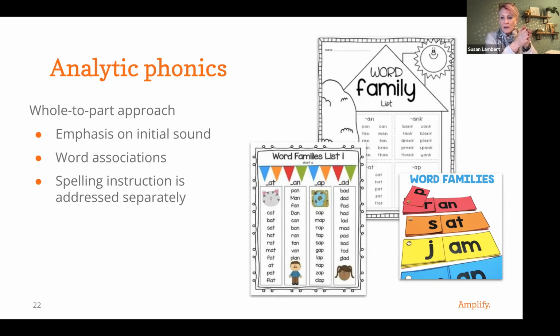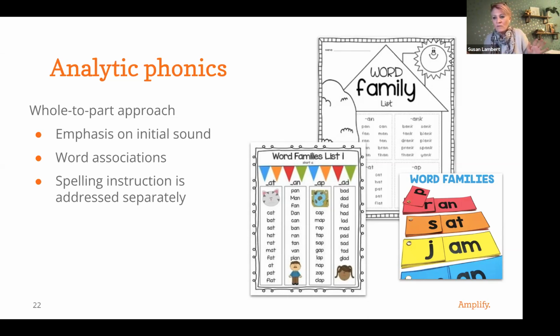And so we end up helping kids maybe guess at words, right? Like, look at this word family list here. These are all the "an" words: pan, fan, man, can, tan. You put those words in a different context. If we haven't taught kids how to sound all the way through them, then we're working on associations or guessing. And we don't want to do that when it comes to developing automaticity and word recognition. And typically what happens in analytic phonics is spelling instruction is actually addressed separately. So we're working on word families and word family lists. And we do spelling a little bit separately.